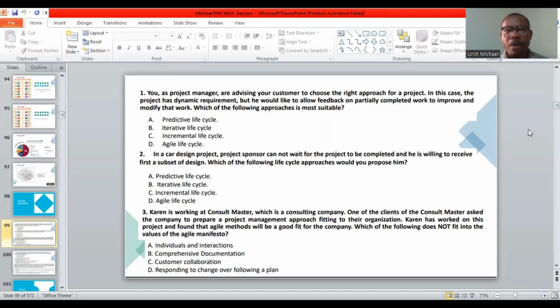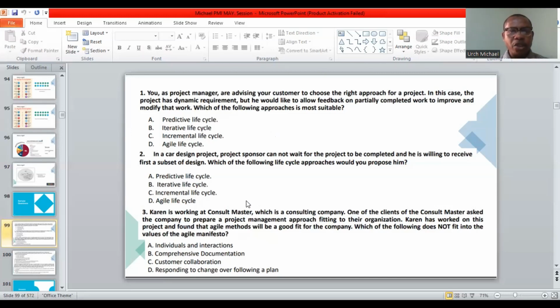Now, in this case, the project has dynamic requirements. That means there's a high level of uncertainty, but he would like to allow feedback on partially completed work, not fully completed. I talked to you about the iterative life cycle, the incremental life cycle, the predictive life cycle, and the agile life cycle. And I said the iterative life cycle talks about getting partial feedback over time. So the right option there is going to be option B, the iterative life cycle.